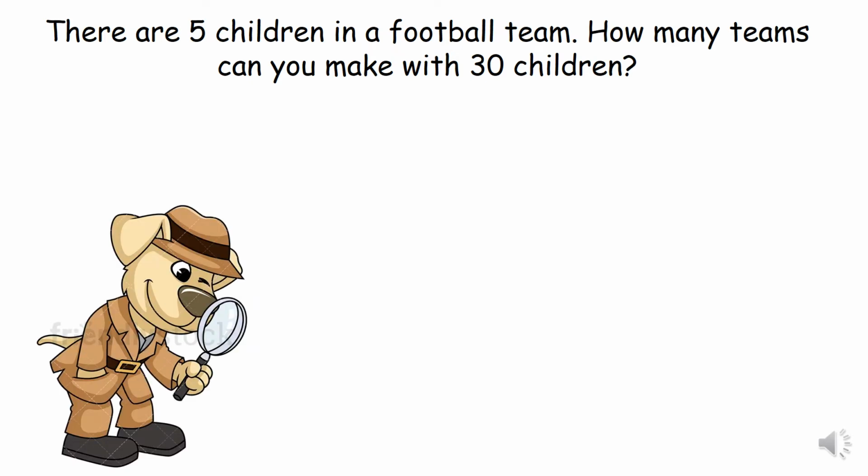So we need to be detectives now, and we need to look for those important numbers in the number sentence. Can you spot any important numbers? Good, 5 is an important number, so we should circle that. And 30 is an important number, so we should circle that as well. So it tells us there are 5 children in a team, and we have 30 children all together. We're not adding them, we're not subtracting them, and we're not multiplying them. Do you know which operation we need to use? We need to use division.